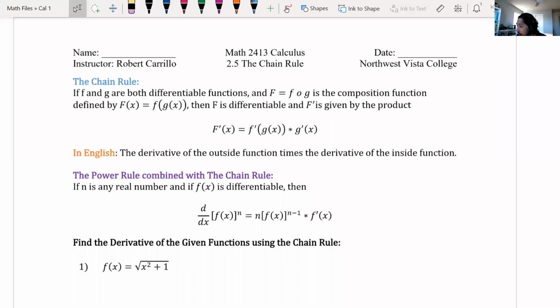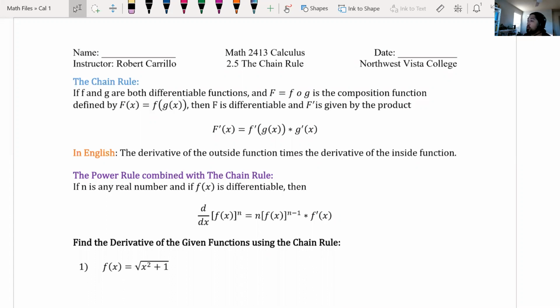If f and g are both differentiable functions and F equals the composition f composed g, which is defined by f of g of x, then F is differentiable and F prime is given by the product. F prime of x equals f prime of g of x times g prime of x.